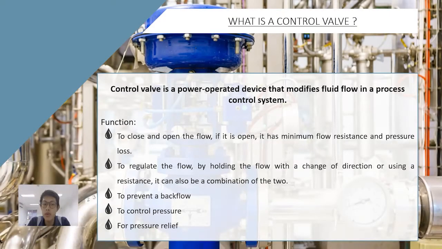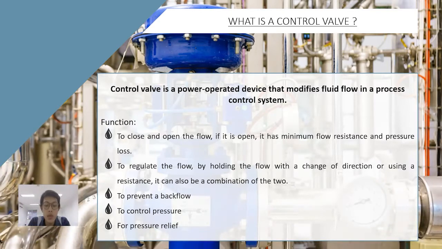What is a control valve? A control valve is a power-operated device that modifies fluid flow in a process control system. It is an automatic valve that can regulate the flow in a piping system. It can receive commands from analog or digital signals. It consists of a valve connected to an actuator mechanism that can change the position of the flow control element in the valve in response to a signal from the controller.